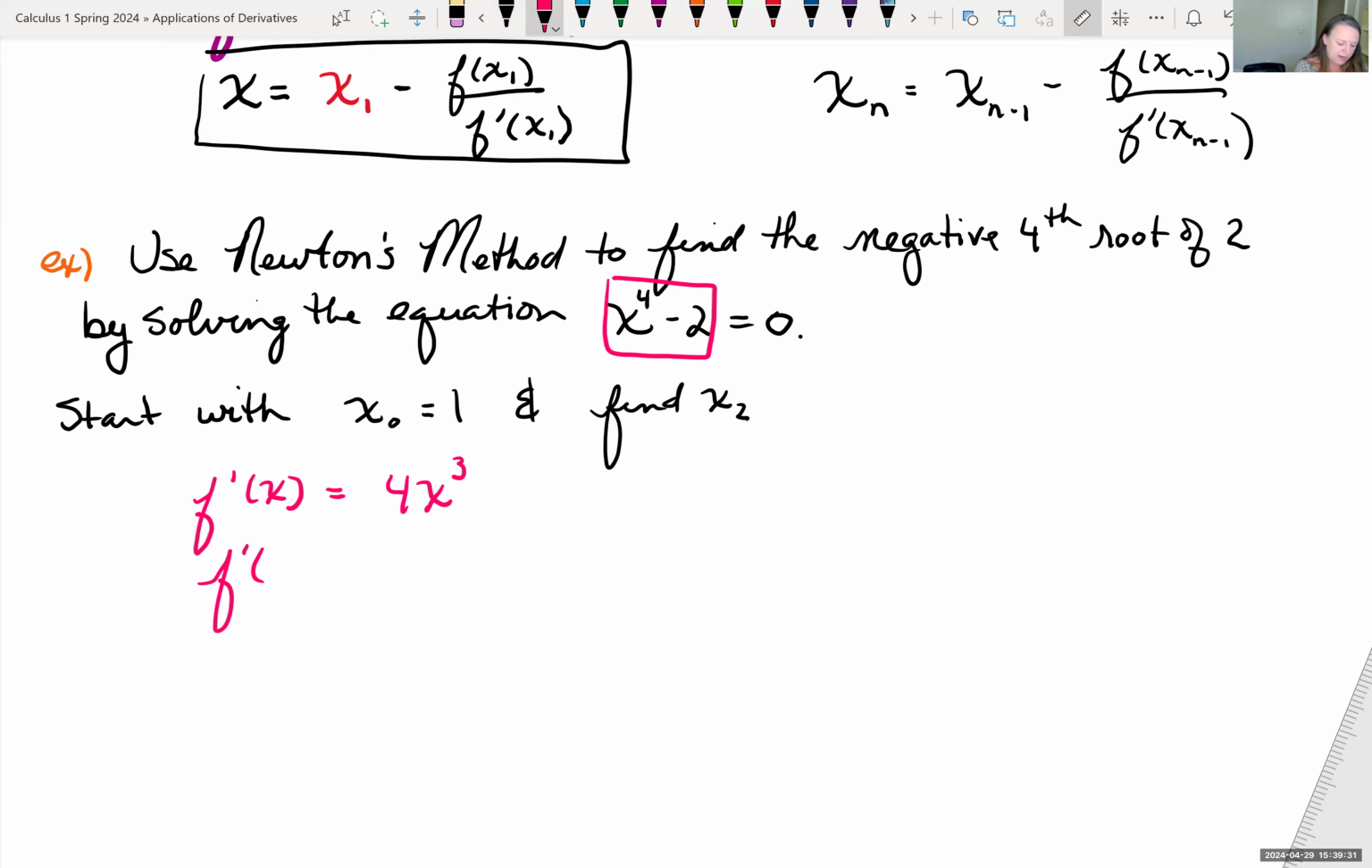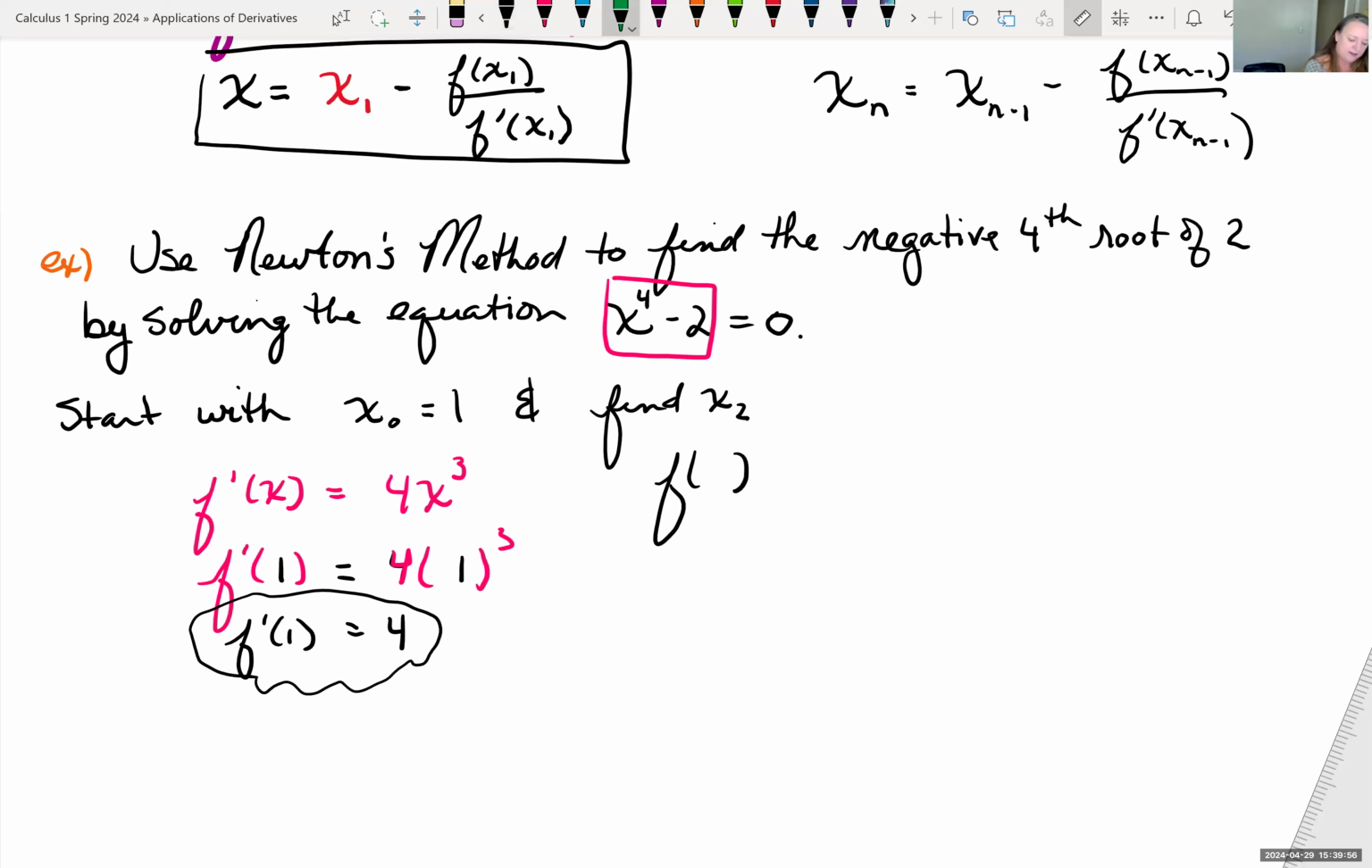So if I look at f prime of 1, this is going to give me 4 times 1 cubed. One cubed is 1, times 4 is 4. So I know what my derivative, f prime of 1, is 4. And I need to evaluate what f of 1 is. So going back into this and plugging in 1, I would have 1 to the fourth minus 2. So 1 minus 2 gives me negative 1.